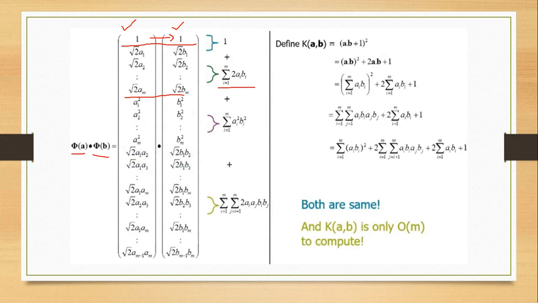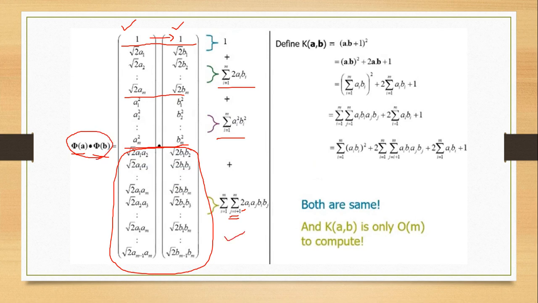Now let me consider the other part. From here to here, we get a1 square b1 square and so on, so summation from i equals 1 to m of ai square bi square. And now if we multiply the cross terms, square root of 2 into square root of 2 will be 2. And then a1 a2 b1 b2, that means ai aj bi bj, or ai bi aj bj, where i starts from 1 to m and j starts from i plus 1 to m. That is the multiplication. So if I multiply phi a by phi b, I get an answer like this.